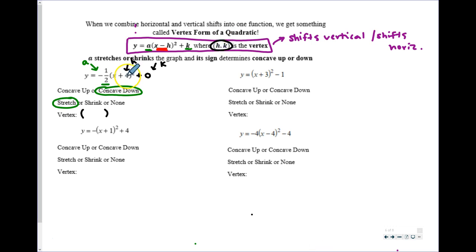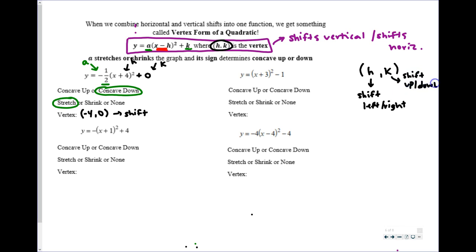So I see that I've got a 4 here in the middle. That means I'm going to shift left 4 on the x-axis, and then I'm not going to shift anywhere on the y-axis, right there. Okay, so the vertex is really your shift. And another way to think about it, which I think is kind of interesting: if you have this H, K, then whatever number goes here is your shift left or right, and whatever goes here is your shift up or down to create that vertex.